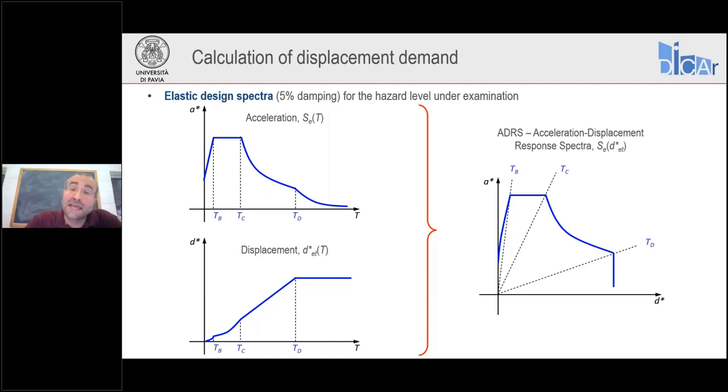And you see that in this ADRS format, diagonal lines radiating from the origin of the system correspond to different periods. So you can identify here TB, TC, and TD, the transition periods between the different branches of the spectrum. Actually, the slope of these radiating lines is equal to 4π² over T², to be exact, but they correspond directly to periods.